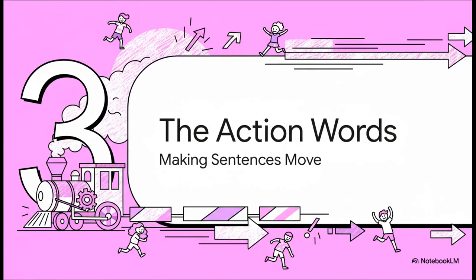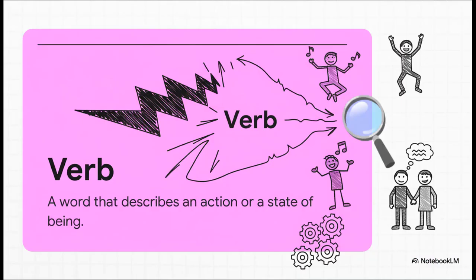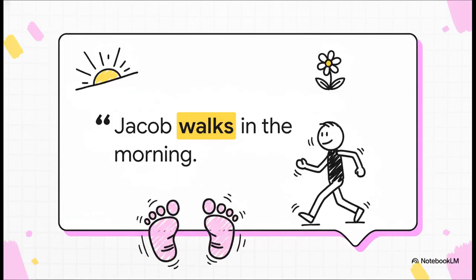Okay, so we've got our nouns, the people, places, and things. But right now, they're all just kind of standing there. Let's give them something to do. It's time to fire up the engine of the sentence, the action words. And that engine is the verb. Verbs are what give a sentence its power, its movement. They're usually action words, like jump, think, or sing. But they can also just show a state of being, words like is, was, or seems. Honestly, without a verb, a sentence is just a list of stuff. Check this out. Jacob walks in the morning. The verb here is walks. It's the action. It's what Jacob is actually doing. It's as simple as that.